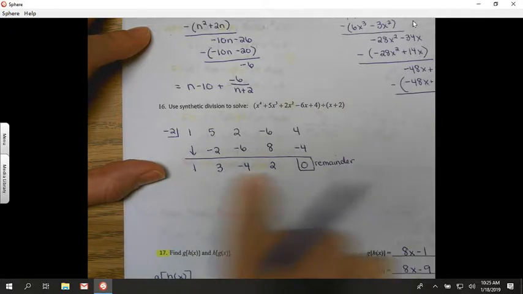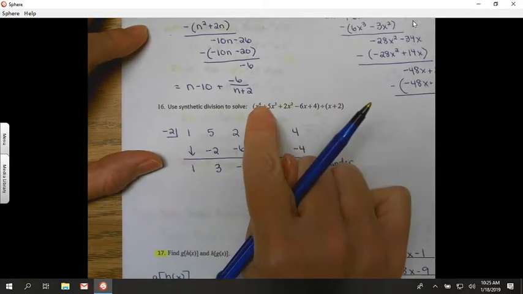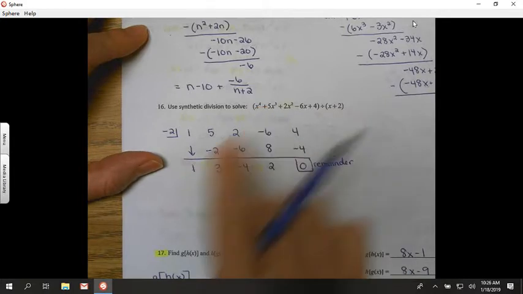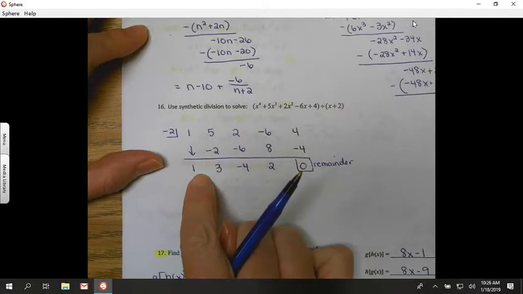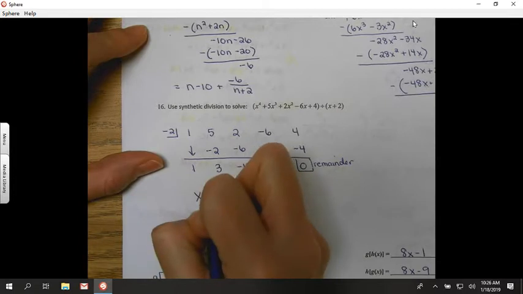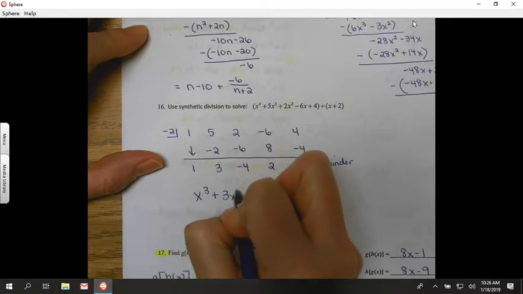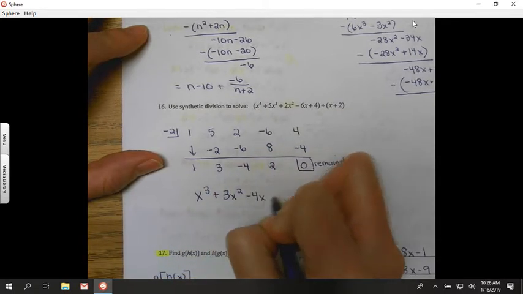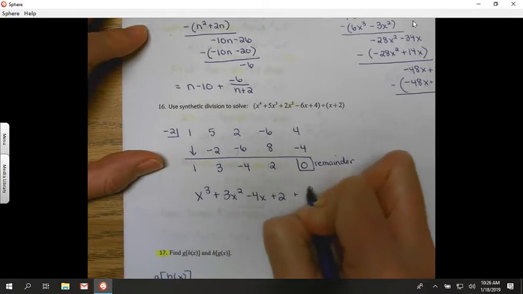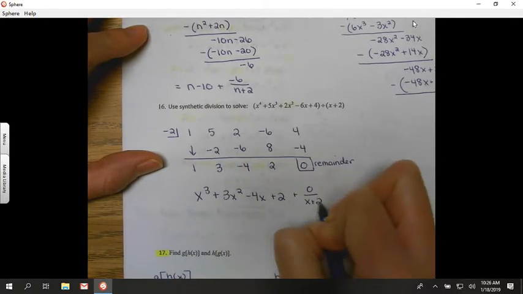Remember that these are the coefficients of my answer. Since the original was raised to the fourth, this one will start off as a third, so cubed. So x cubed plus 3x squared minus 4x plus 2, and plus I got that remainder of 0.